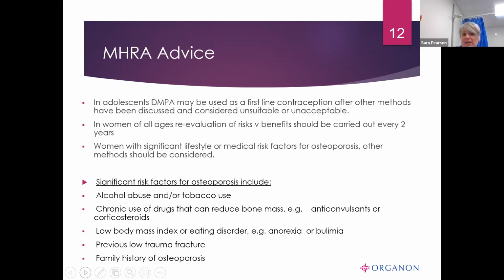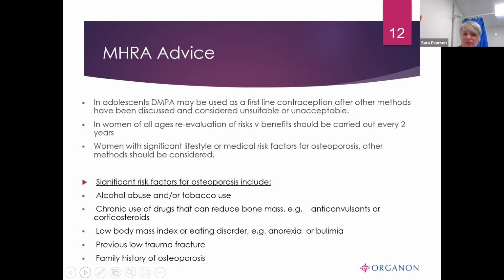So this is just the MHRA advice. In adolescents, Depo may be used as first-line contraception, as I've already mentioned. In women of all ages, re-evaluation of risks versus benefits should be carried out every 2 years. Now, I think if you're somebody that actively is giving Depo on a regular basis, you'll be doing that assessment every time you see them. We're not going to wait 2 years to suddenly then address the bones and the weight and other health lifestyle factors. So I think 2 years seems a bit, you wouldn't wait that long.